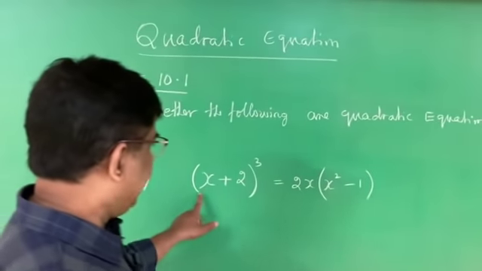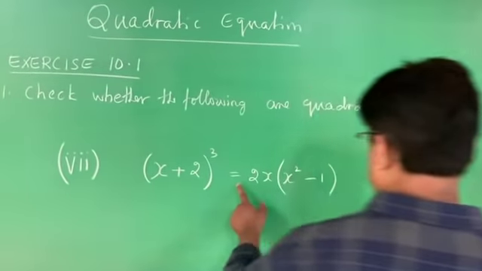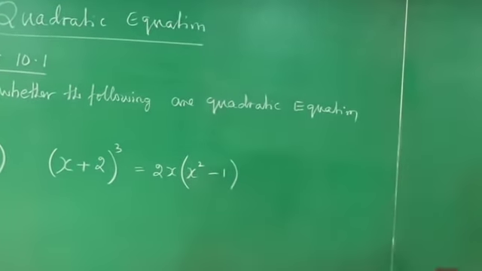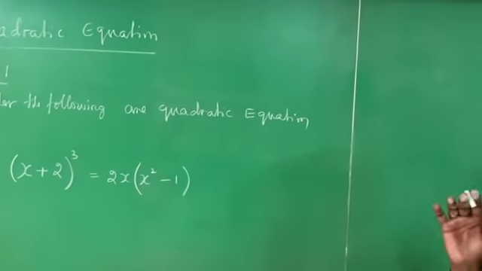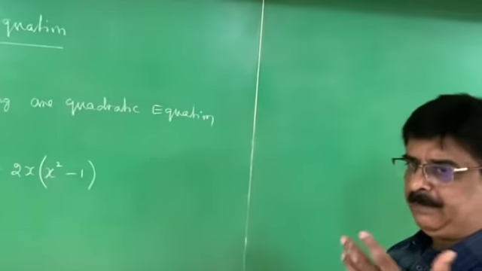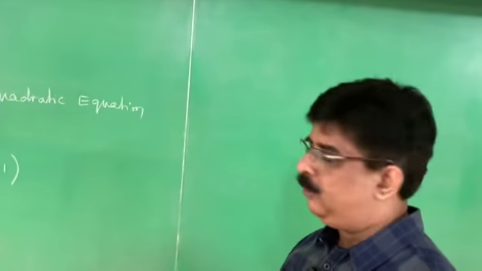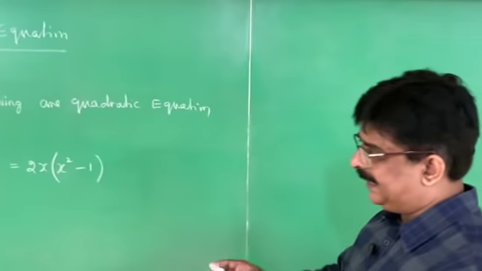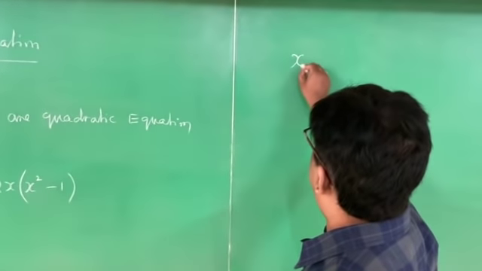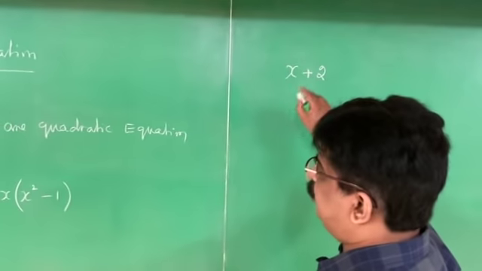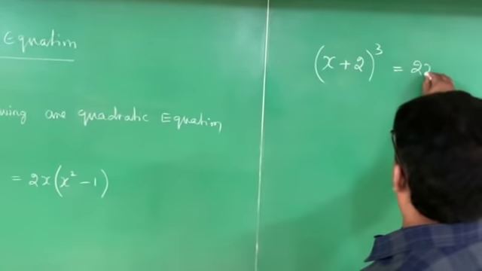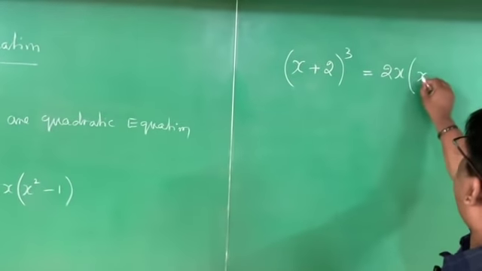The problem is (x plus 2) whole cube is equal to 2x of (x square minus 1). See, all these problems are basics of what is known as algebra. The student should be able to know (a plus b) whole square, (a minus b) whole square, (a plus b) whole cube. These are all things you have already studied in 8th and 9th standard. Therefore, it is nothing but a revision part of the chapter. (x plus 2) whole cube is equal to 2x of (x square minus 1).